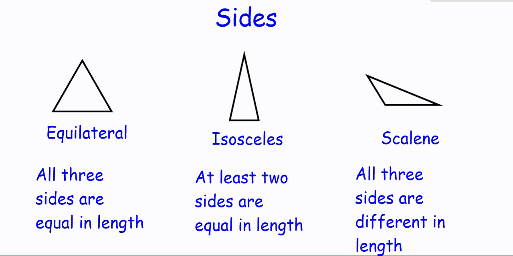First of all, we have our equilateral triangle. Equilateral triangles, of course, means that all three sides are equal in length. And so we have an example of that.